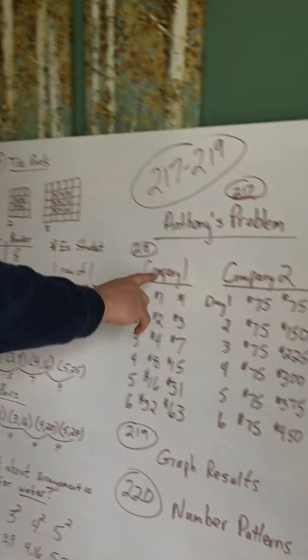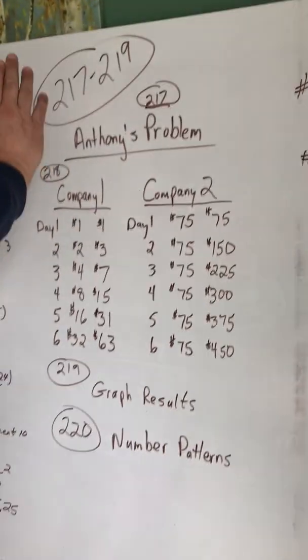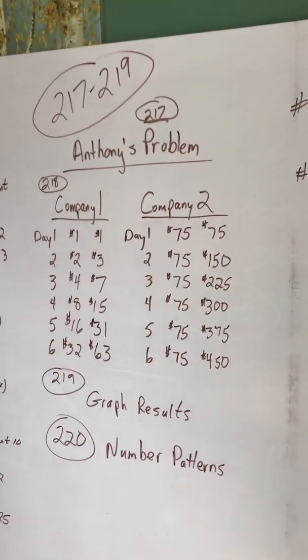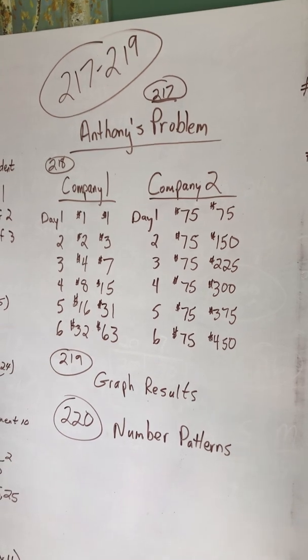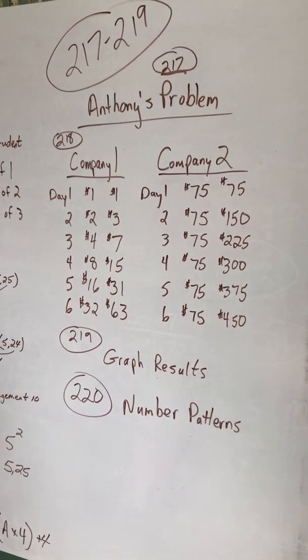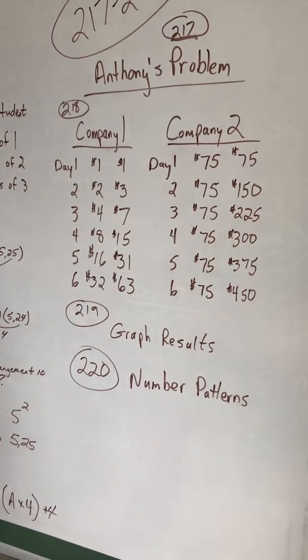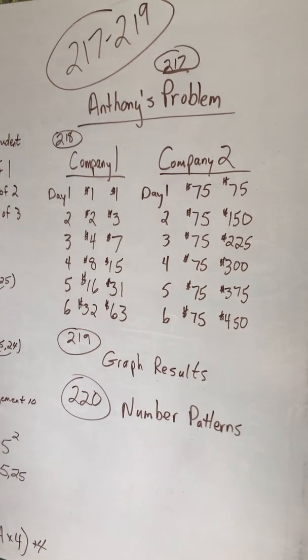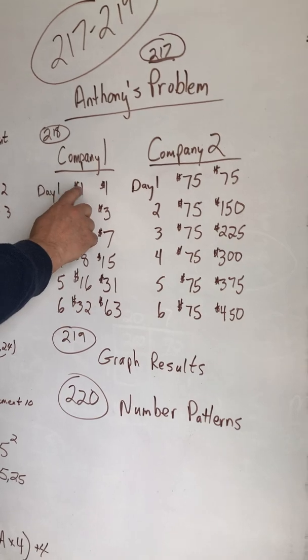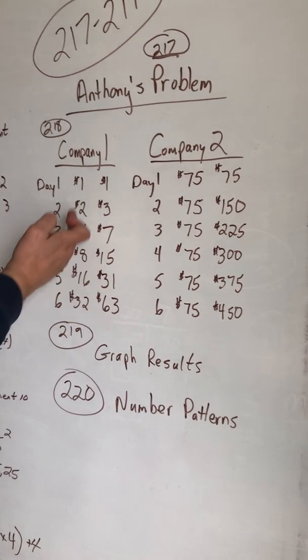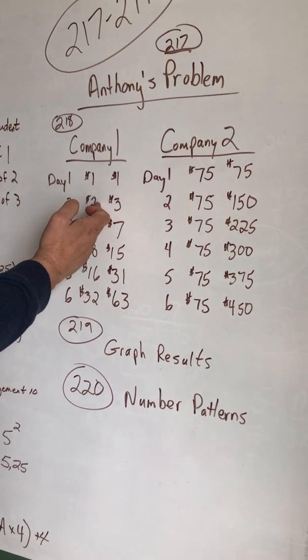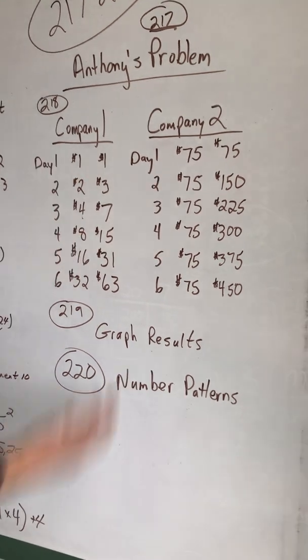So they give you 2 scenarios and you have to figure it out. Company 1 is starting with $1 and doubling. Every day they double the dollars they give to Anthony. Company 2 just said, we're going to give you $75 a day. So as we double company 1, we went from 1 to 2, double 2 is 4, double 4 is 8, and so on.